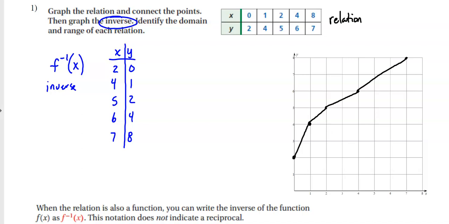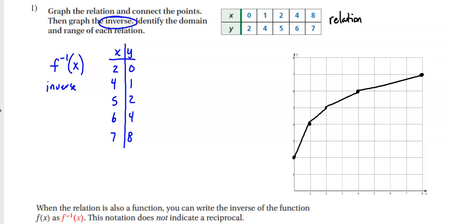Excuse me, I did it backwards. When x was 4, 6, that one looks good. This one does not look good. This point needed to be over 8 and up 7. Actually, right there. There we go.